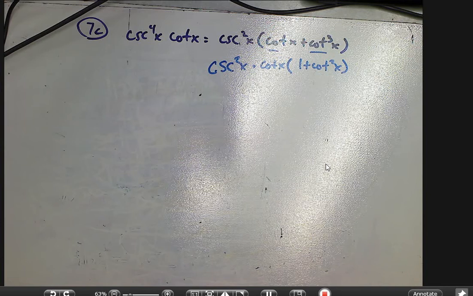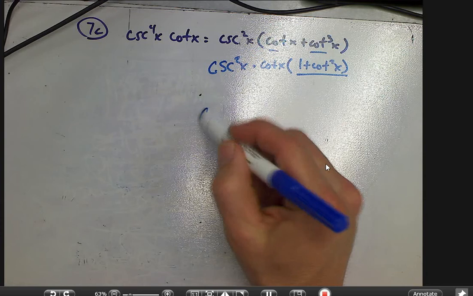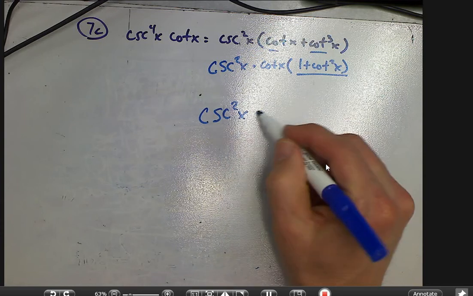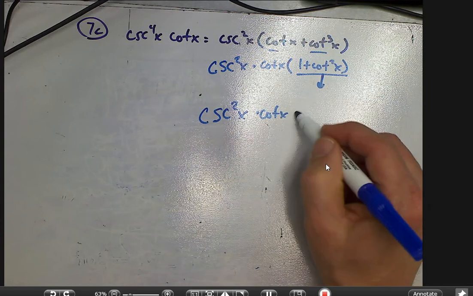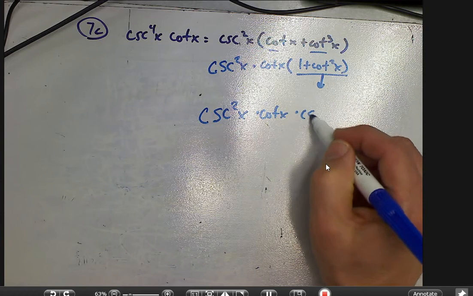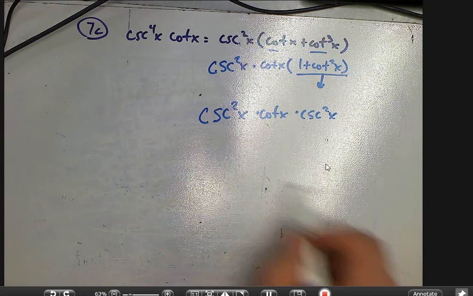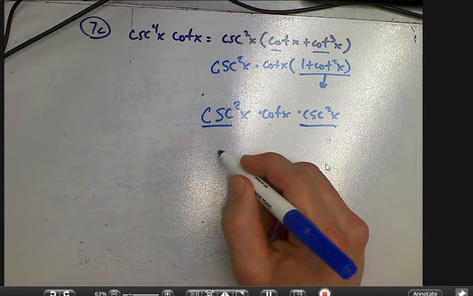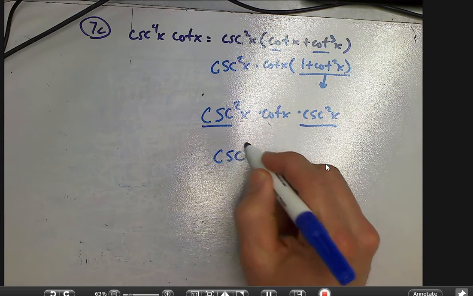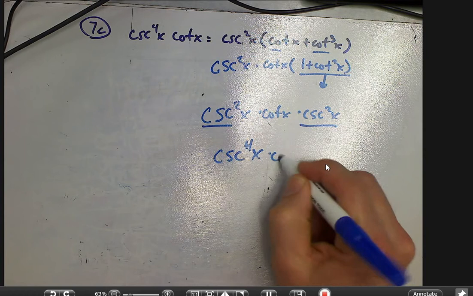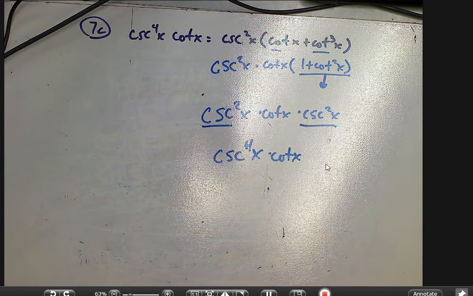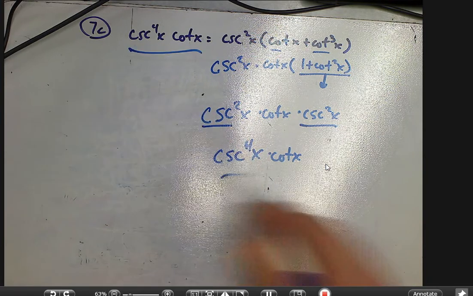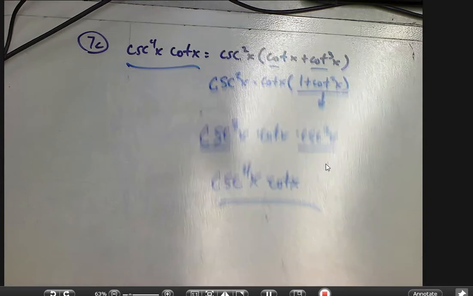Next thing I notice is that 1 plus cotangent squared x is cosecant squared x. So I get cosecant squared x times cotangent of x, and that's times cosecant squared of x. And now I have cosecant squared, multiply those together, and get cosecant to the fourth x times cotangent of x, excuse me. Left looks like the right. I'm done. I've verified it.